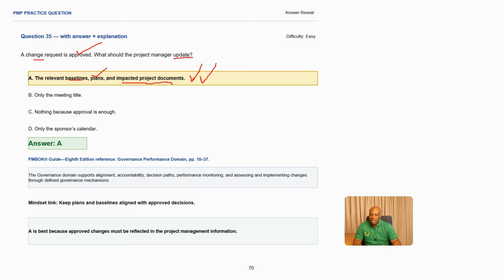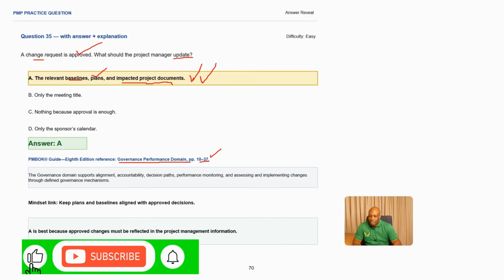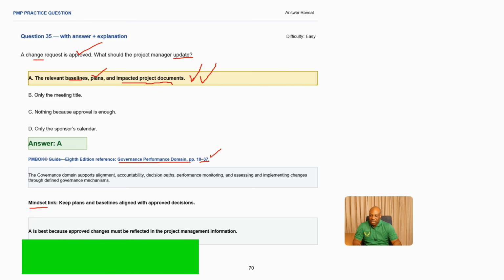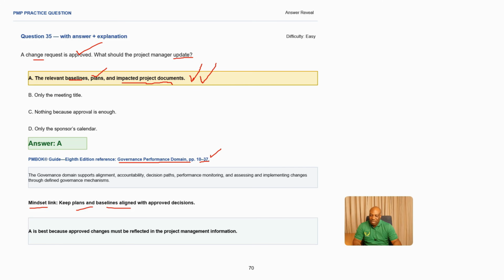So what is our reference for our PMBOK? It has to be the governance performance domain, which is on pages 10 to 37. And the applicable mindset in this scenario is you keep the plans and the baselines aligned with the approved decision. As you go through the project, it's unusual to find a project where you don't find any changes.